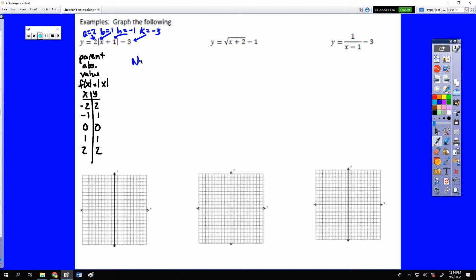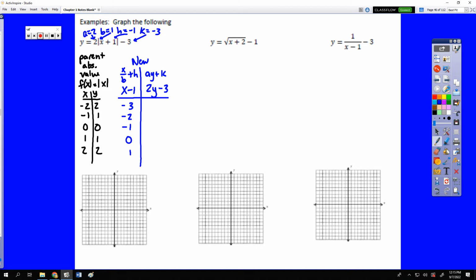So our new function, remember that we are doing x divided by b plus h and ay plus k. That would be x minus 1 and 2y minus 3. So the x minus 1 part, that's relatively easy. We subtract 1 from each value of x, which would give us -3, -2, -1, 0, and 1. And then for the y's, we're going to multiply the y value by 2 and then subtract 3.